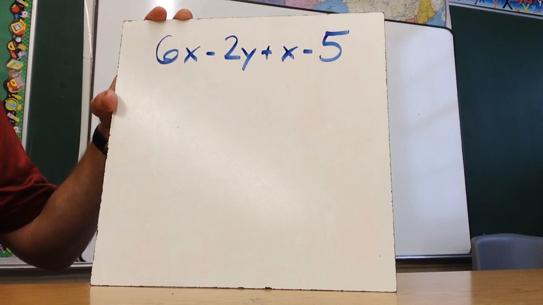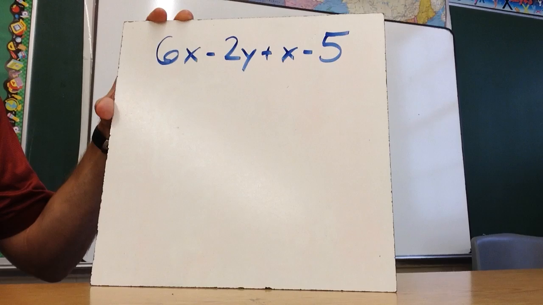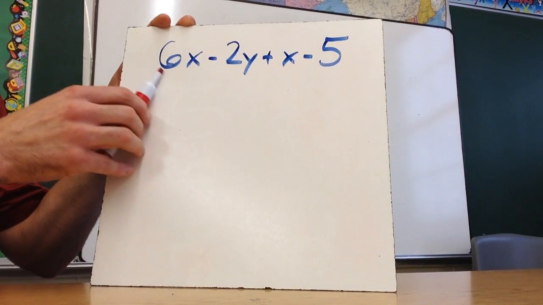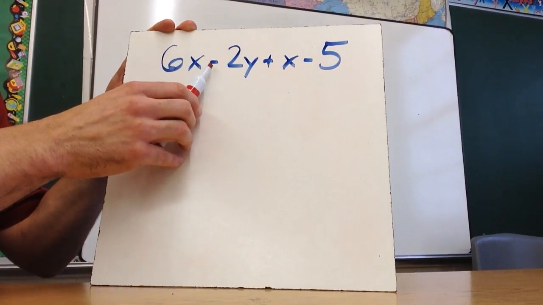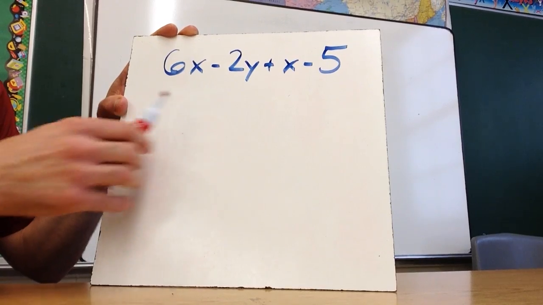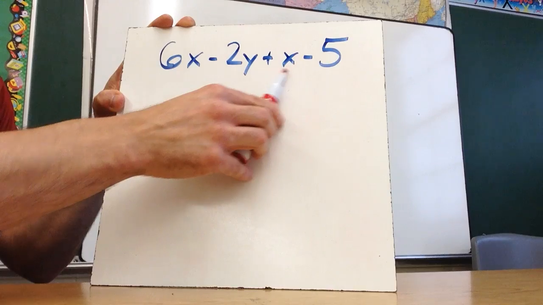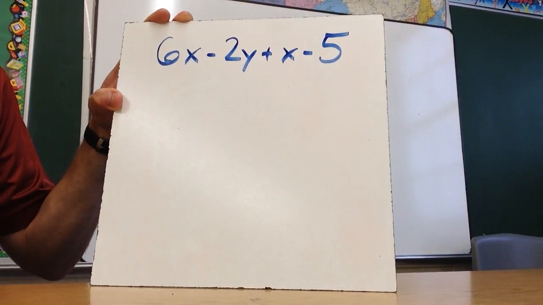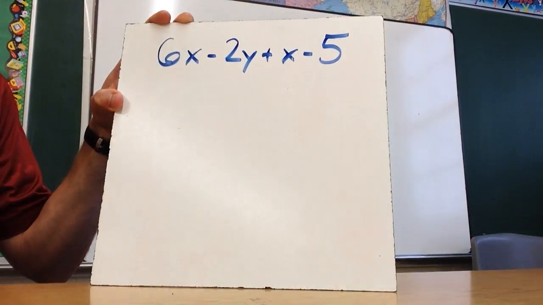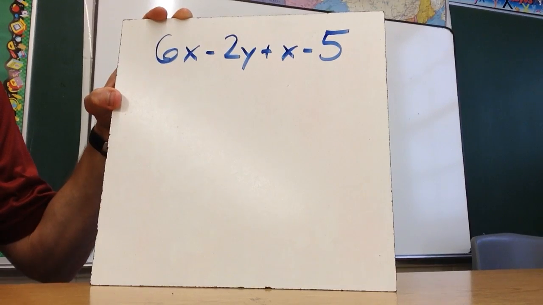I want to talk about what a coefficient is. A coefficient is the number that is in front of the variable. In this particular problem, the coefficient is 6. In this particular term, the coefficient is negative 2, not 2, negative 2. In this term, a lot of people think the coefficient is 0. It's not 0, the coefficient is 1. There's an invisible 1 there. And this, because there is no variable, actually doesn't have a coefficient.